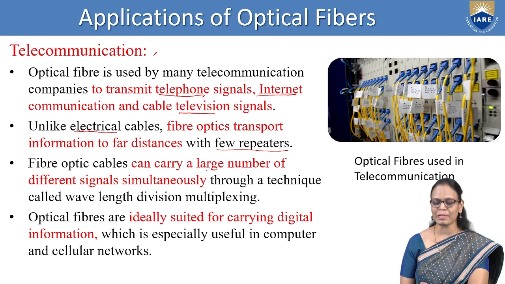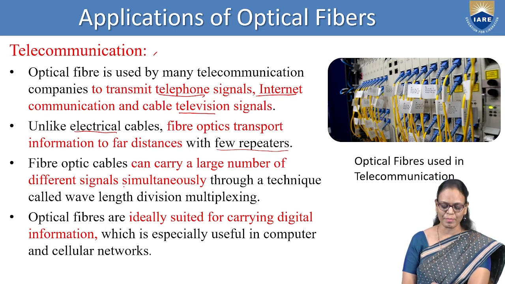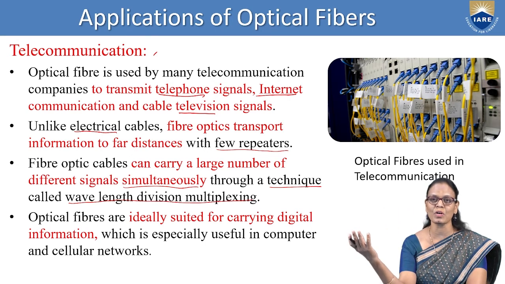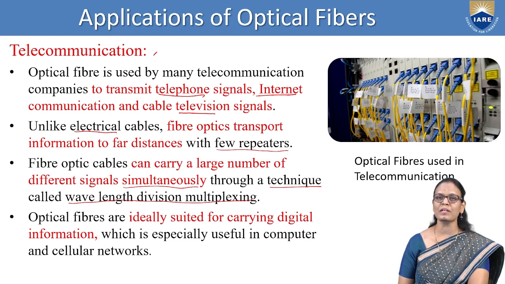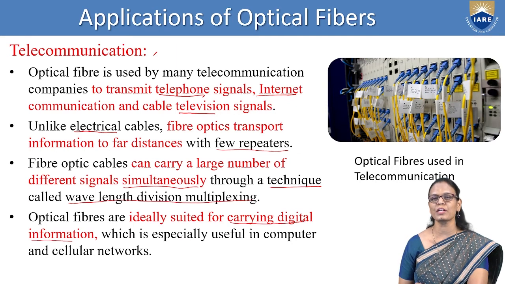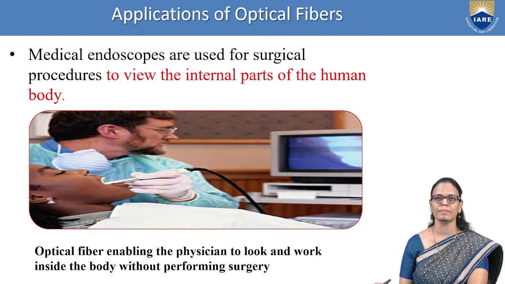Then fiber optic cables can carry a large number of different signals simultaneously. So simultaneously you can send different signals through a technique called wavelength division multiplexing. We will be dividing the wavelengths, or we can talk in terms of frequency, and send different signals through one fiber. Optical fibers are ideally suited for carrying digital information, which is especially useful in computer and cellular networks. So in both cases, in computer networks and cellular networks also, we are using optical fiber cables.